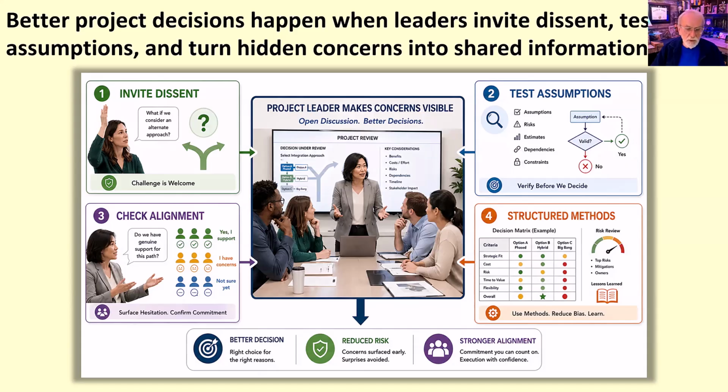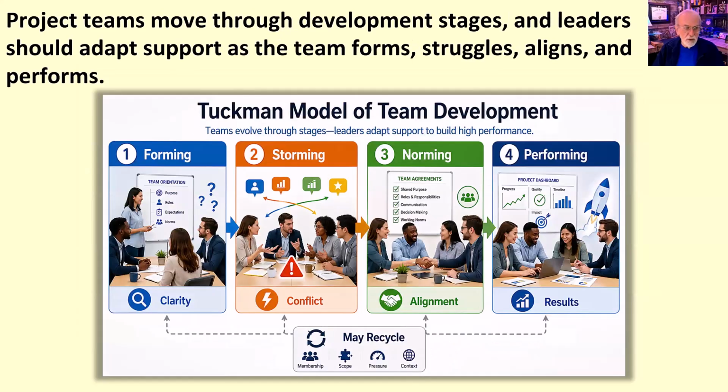The main point is that strong project leadership doesn't eliminate disagreement. It creates a process for using disagreement productively. When concerns become visible, the team can make better decisions, reduce avoidable risk, and improve project performance. These decision practices show how leaders can make concerns visible in the moment. Now we'll step back and look at how team performance develops over time through the Tuckman model.